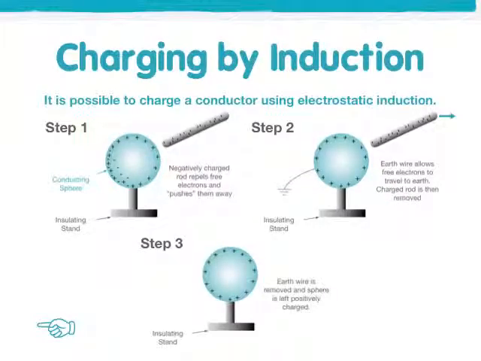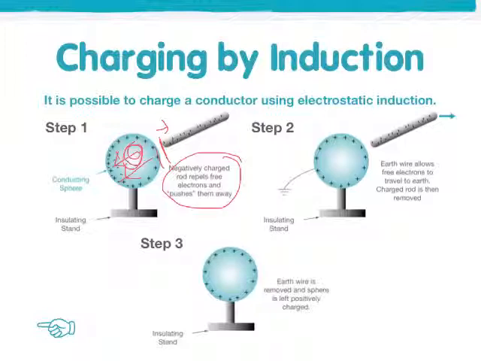Charging by induction, however, is different. You don't need contact. Here we have a negatively charged rod repelling free electrons and pushing them away. So here you can see, because of the repulsion, the electrons that were here have moved to the other end.